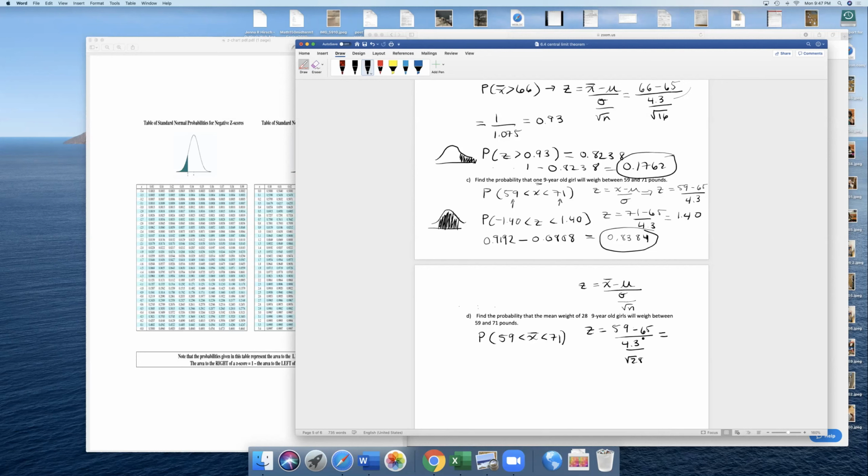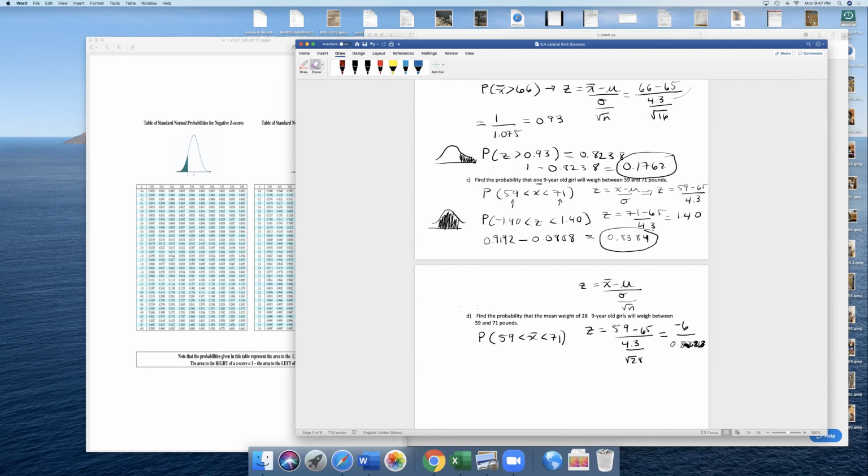So again, I'm going to do the numerator first, 59 minus 65. That gives me negative 6. In my denominator, 4.3 divided by the square root of 28. I get 0.812623. With a bunch of decimal places, I think 5 is sufficient. Or you can plug the whole thing into your calculator.